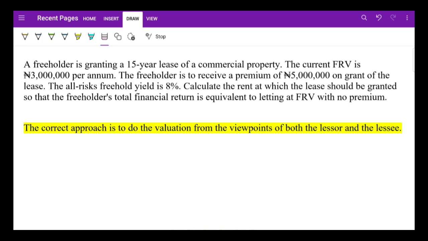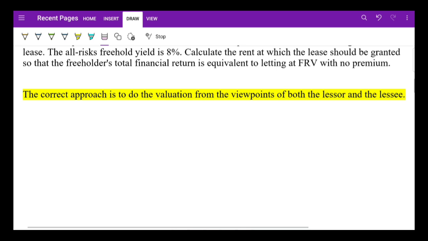So this question now wants us to calculate what the rent is given that a premium has been paid, right? And the correct approach when you're doing this kind of valuation is to do your calculations from both the viewpoint of the lessor and the viewpoint of the lessee, or the viewpoint of the landlord and the tenant. They're definitely going to have diverging views, but when you do it from both views, it allows for negotiation between both parties to say, okay, maybe we can find a common ground. So let's start by looking at the lessee's point of view. So we say lessee's viewpoint.